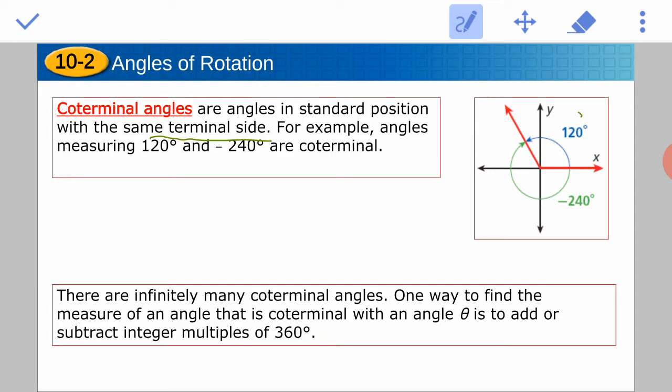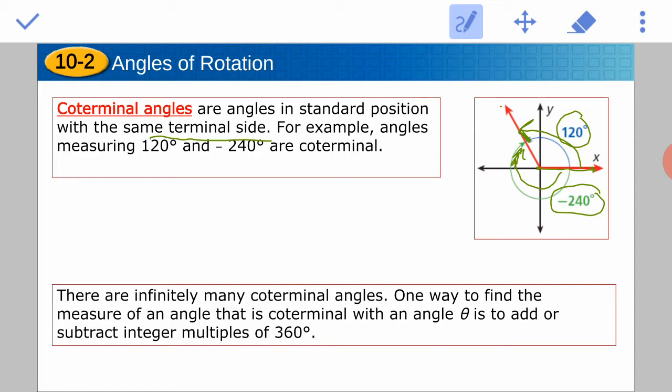Like this angle 120, this positive angle 120, we started from this initial side and we rotate this way. Okay, we stopped at this terminal side, so this angle is 120. If we start from the same initial side, but this time we rotate clockwise and we stopped at the same terminal side, we will have another negative angle, -240. 120 and -240 are 2 coterminal angles. Why? Because both are in the standard position and both have the same terminal side.